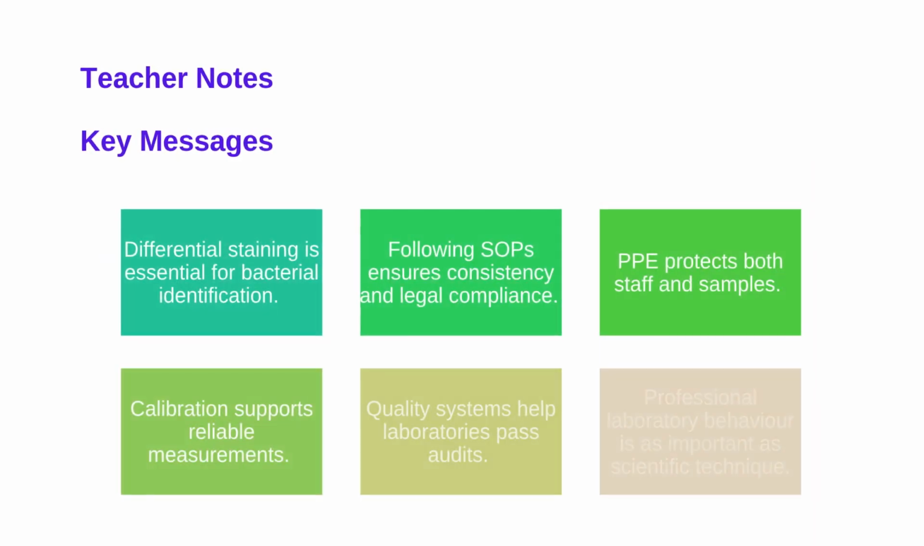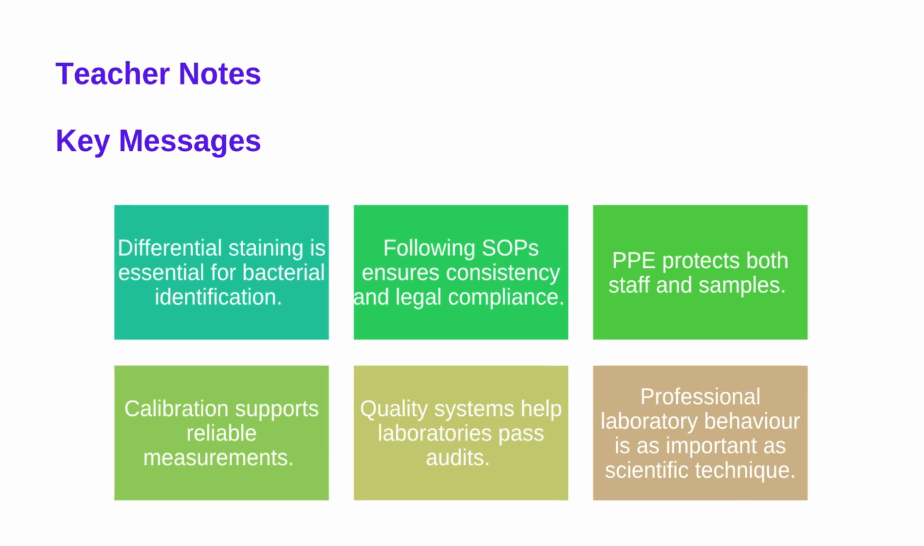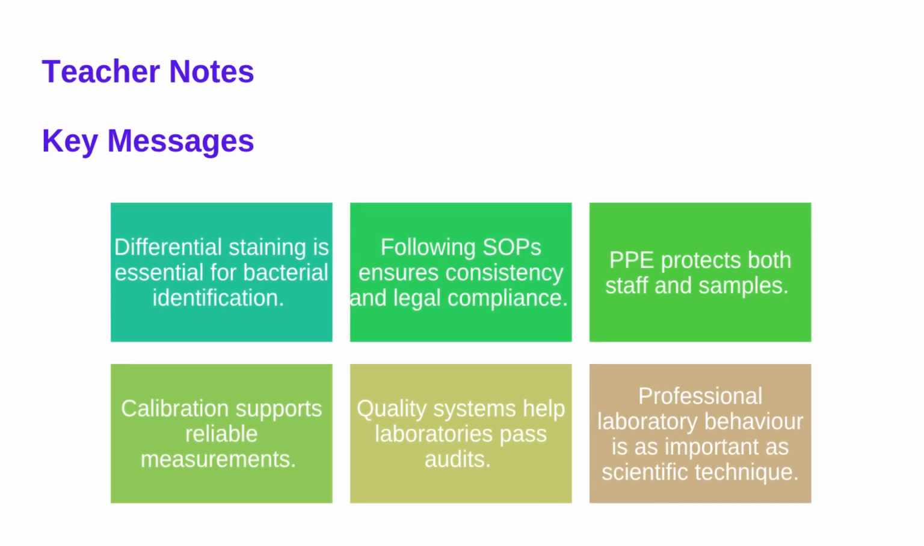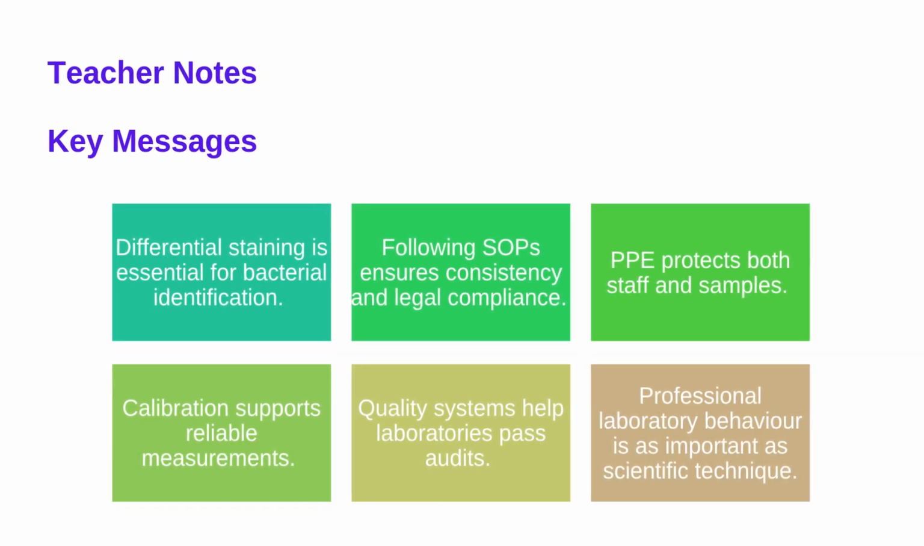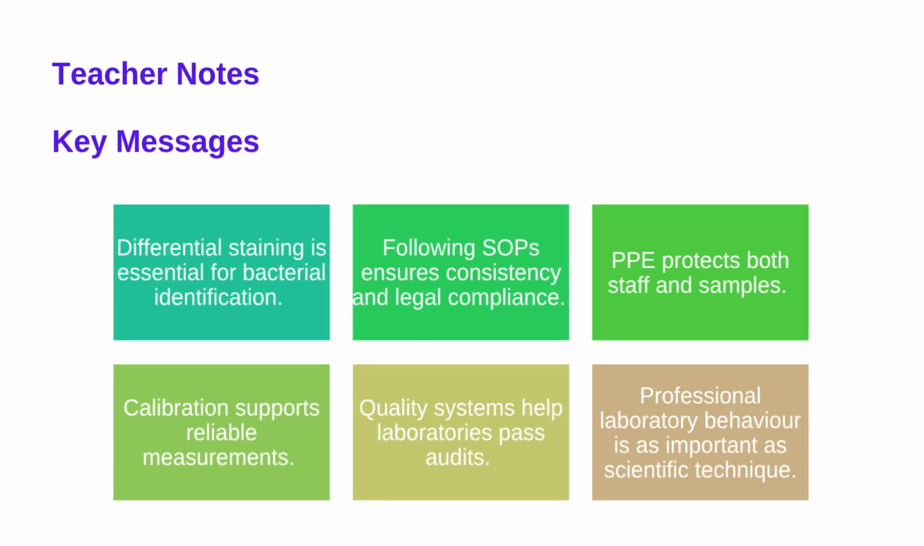As we finish today's lesson, remember that successful microbiology relies on more than just scientific knowledge. Differential staining is essential for identifying bacteria, but accurate results also depend on following SOPs, using PPE correctly, calibrating equipment, preventing contamination, and maintaining high-quality standards. Professional laboratory behavior is just as important as scientific technique in ensuring safe, reliable, and trustworthy results.